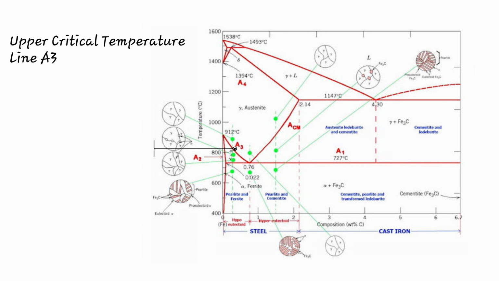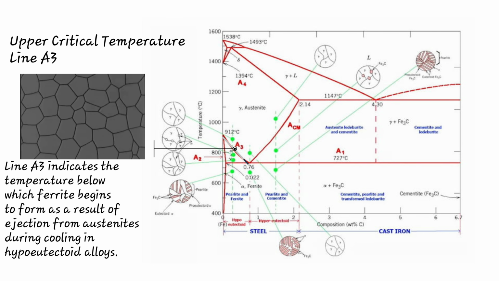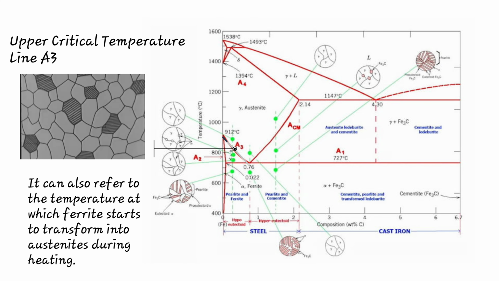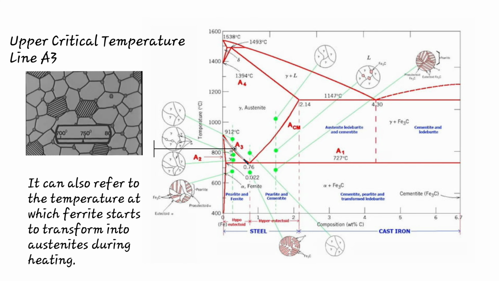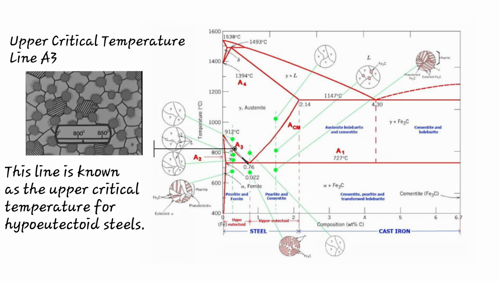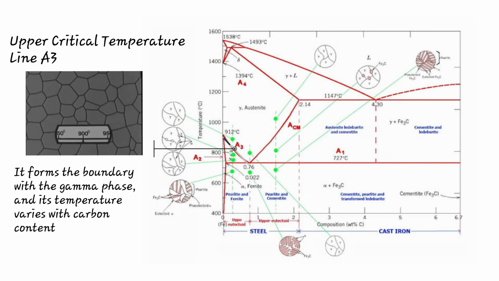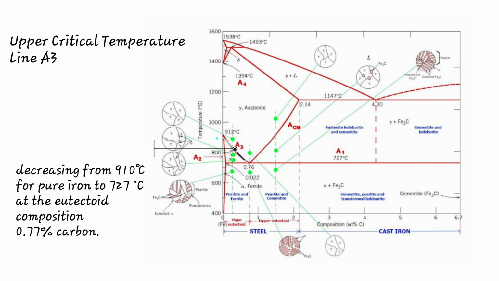Line A3. Line A3 indicates the temperature below which ferrite begins to form as a result of ejection from austenite during cooling in hypoeutectoid alloys. It can also refer to the temperature at which ferrite starts to transform into austenite during heating. This line is known as the upper critical temperature for hypoeutectoid steels. It forms the boundary with the gamma phase, and its temperature varies with carbon content, decreasing from 910 degrees Celsius for pure iron to 727 degrees Celsius at the eutectoid composition, 0.77% carbon.